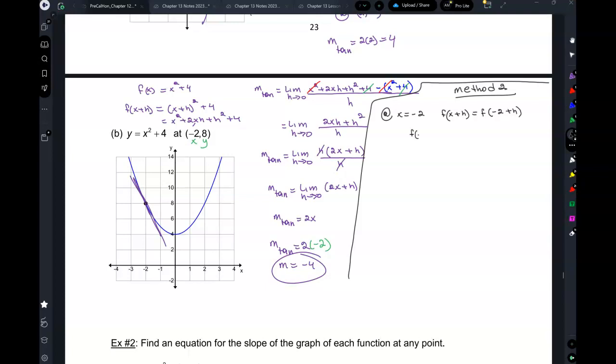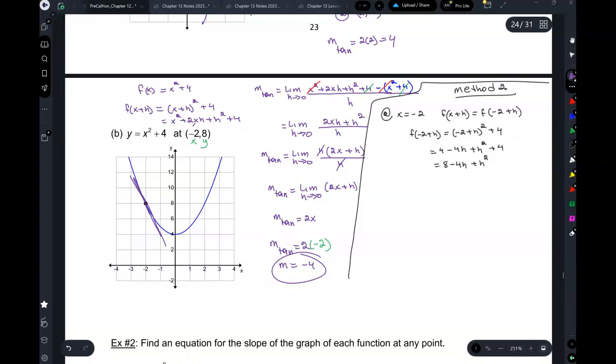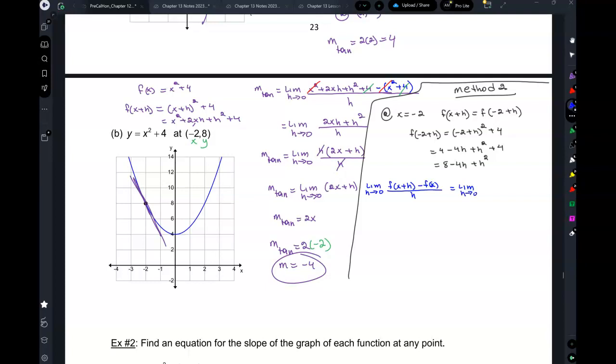So now, what is that going to be? Right, so f of negative 2 plus h is (negative 2 plus h) squared plus 4. 4 minus 4h plus h squared plus 4. So this is 8 minus 4h plus h squared. Now, what we need to find is the limit as h approaches 0 of f of x plus h minus f of x over h. That's what we had. What is x? Negative 2. So this is f of negative 2 plus h minus f of negative 2 over h.